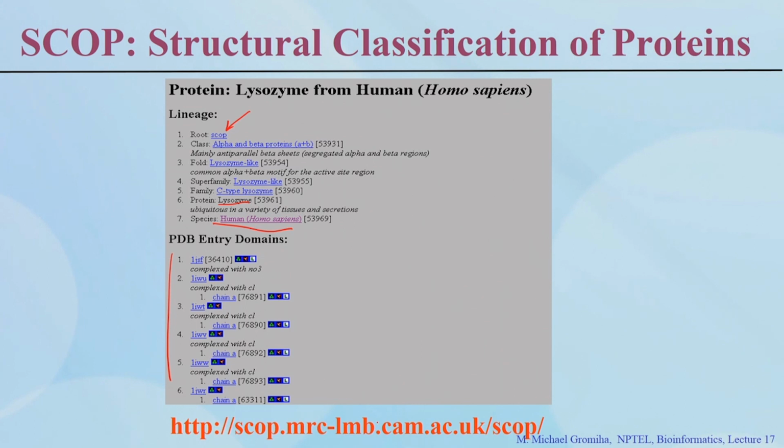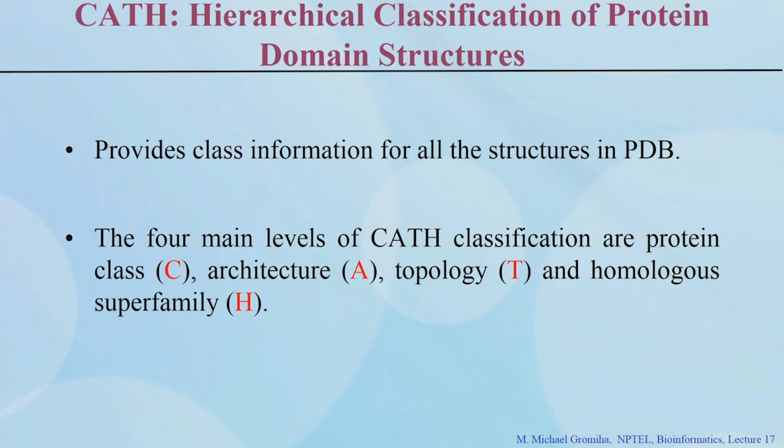So, here is the SCOP web server. If you access this site, you can access this database and see the structural class information for several proteins. Similarly, there is another server, also a kind of database, called CATH. Here also they try to classify the structures based on class.